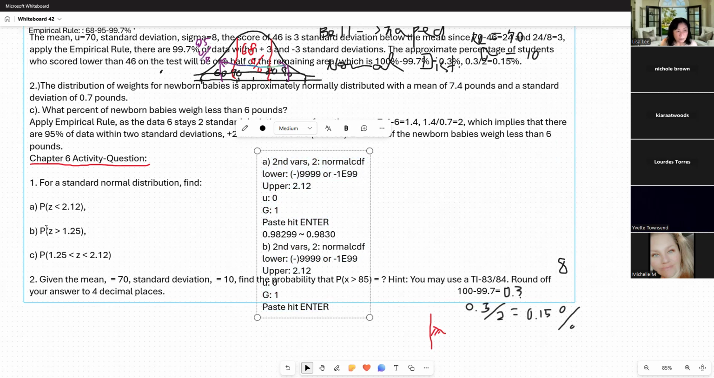So now it's doing the greater than. So greater than, your lower bound, the smallest number is 1.25. So you need to change to 1.25 on your calculator. Then the upper bound will be, go to the right. Greater than that number, go to positive infinity. So you can type in 9999. Four 9s will do it. Okay.